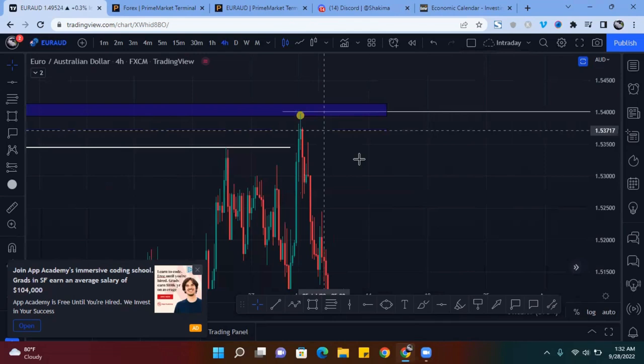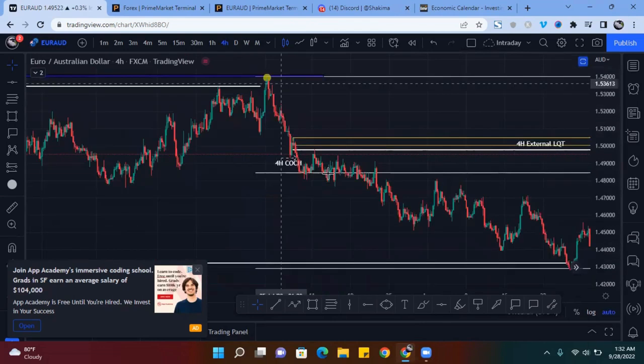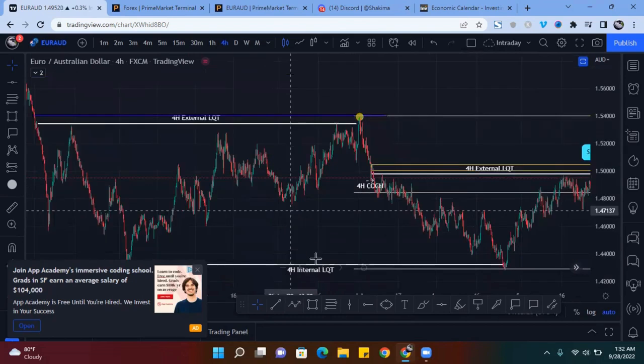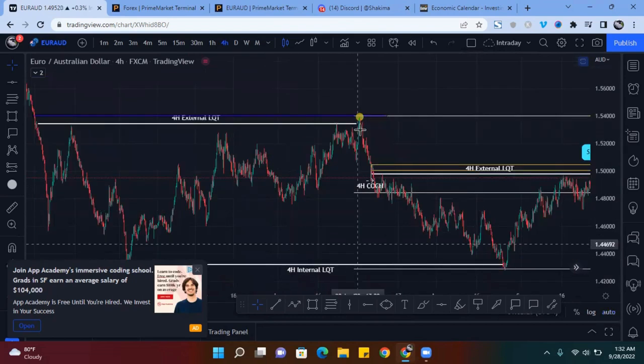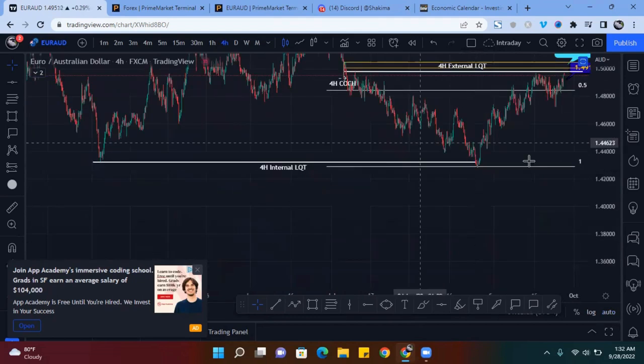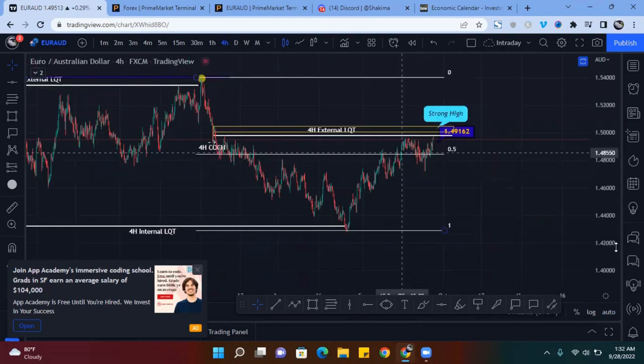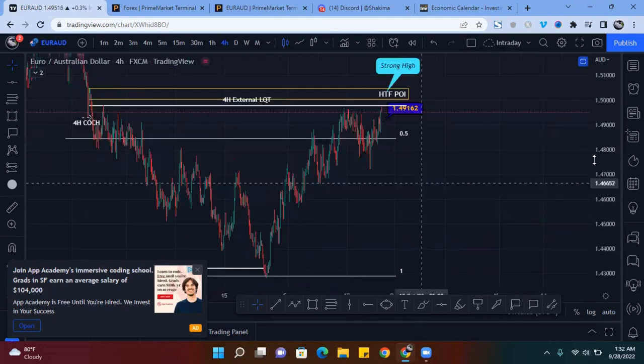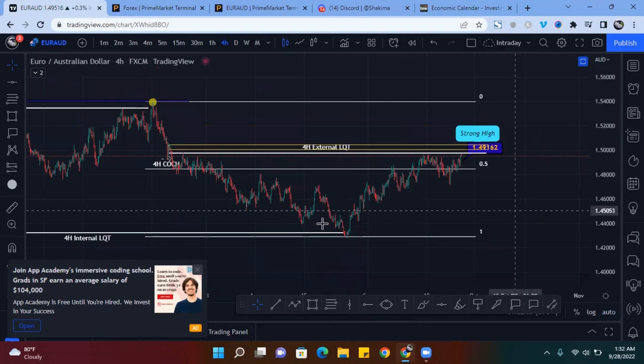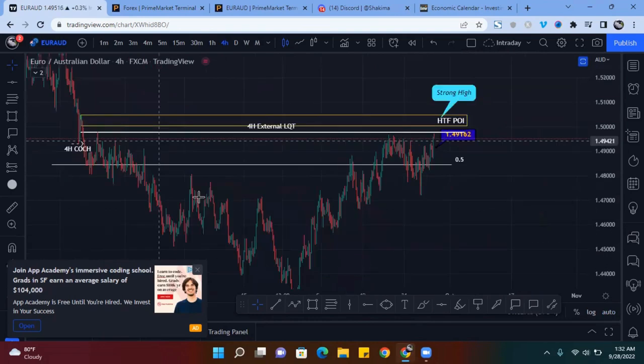And I always like to mark off the wicks, and then you zoom out, right? Price came down, chased internal liquidity to right here, right? And now it's getting ready to post a strong high, right? So now this impulse move right here is going to be your new trading range, right? Until a strong high is posted.